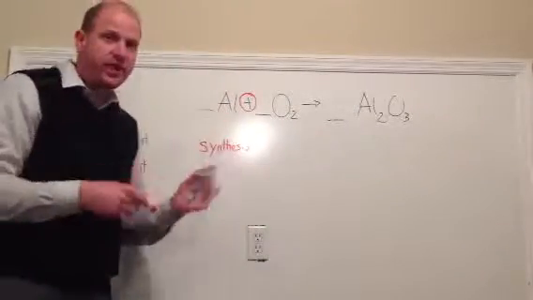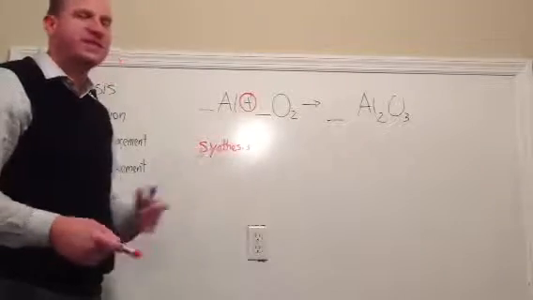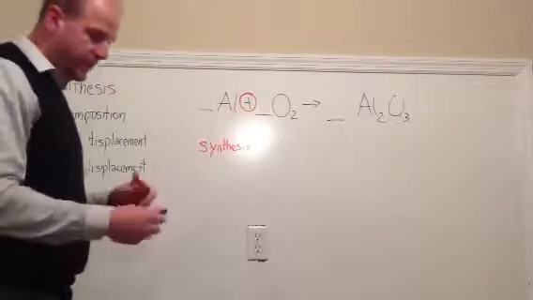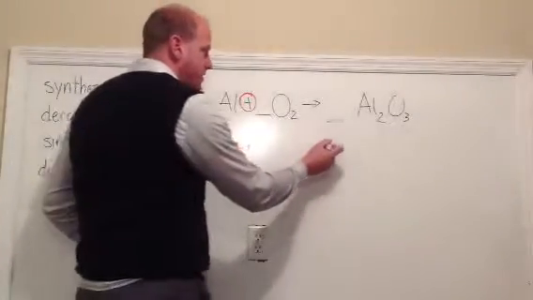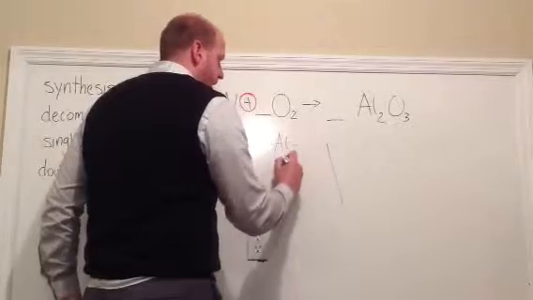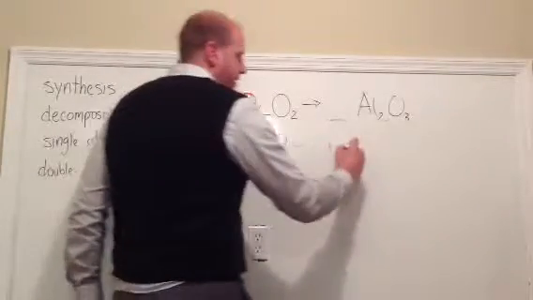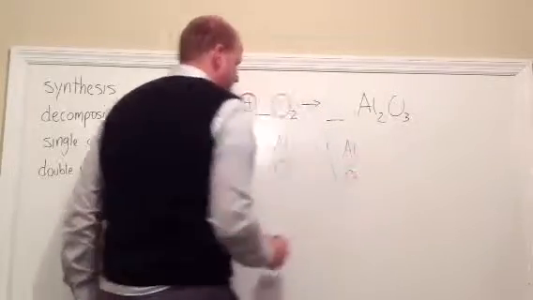And once you do that, you don't have to worry about being a single synthesis or double synthesis. We don't worry about that. It's just a synthesis reaction. So now I'm going to go about balancing this equation. Once again, get organized. So I have aluminum and oxygen. And then of course I'm going to have the same on my product side, aluminum and oxygen.